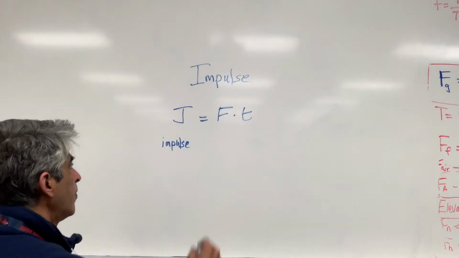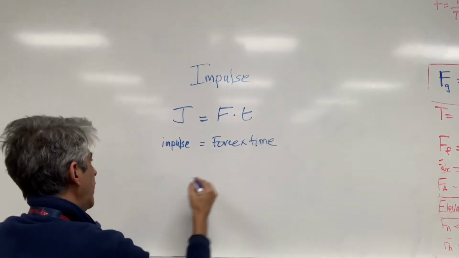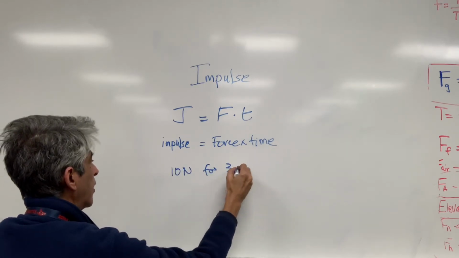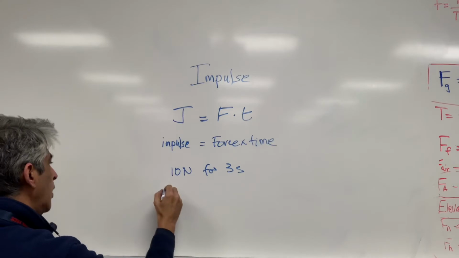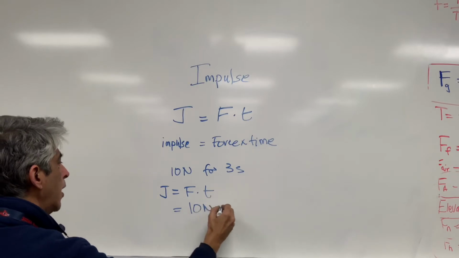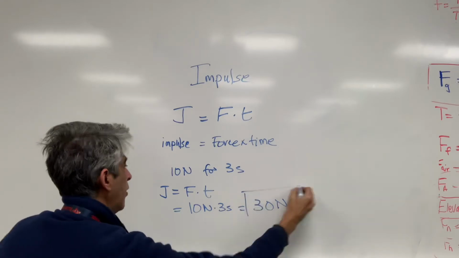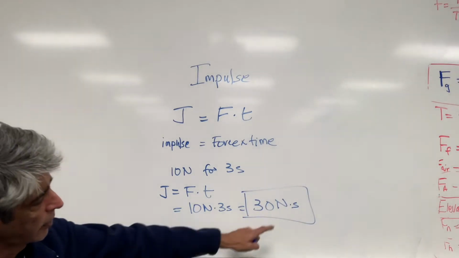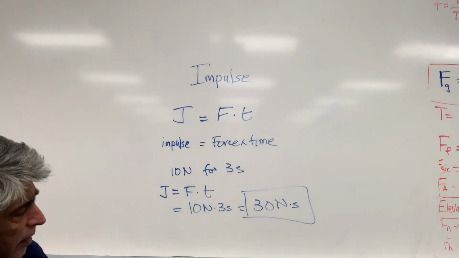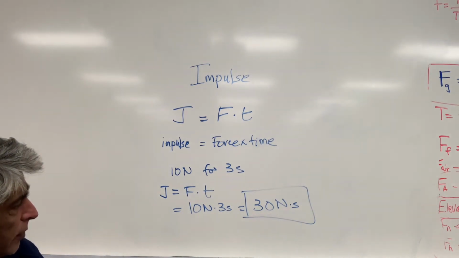So if I say, this is force times time. If I apply a force of 10 newtons for 3 seconds, what's the impulse? Well, the impulse is force times time. It would be 10 newtons times 3 seconds, or 30 newton seconds. And that is impulse. We use the unit newton seconds for impulse. But that's not the only one that we can use for impulse. I'll show you some examples in a little bit.